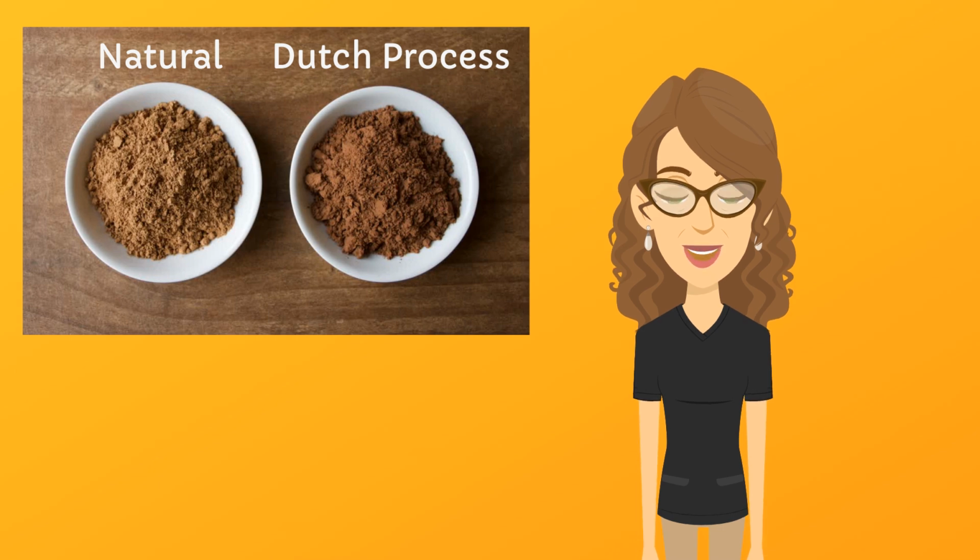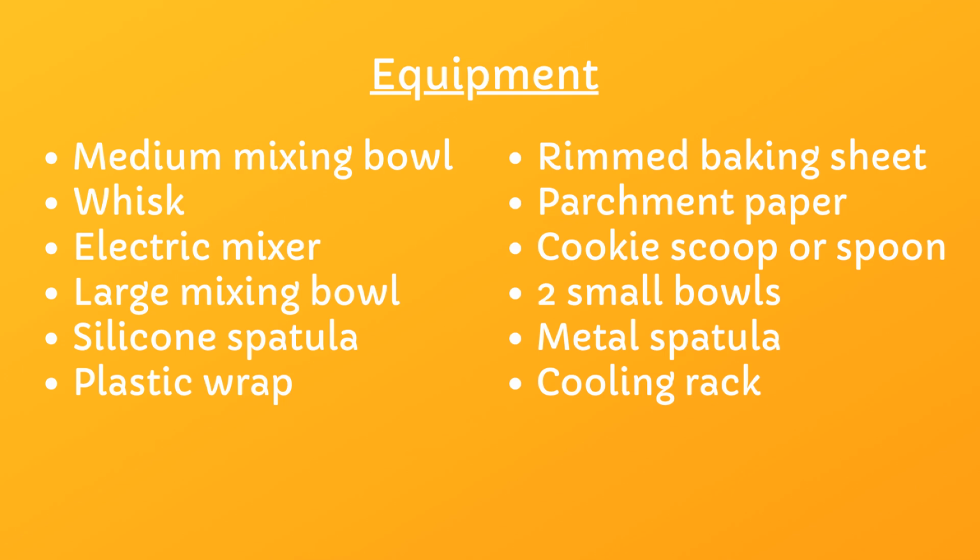And now, we're finally ready to bake. Here's the equipment you'll need: a medium mixing bowl, a whisk, an electric mixer, a large mixing bowl, a silicone spatula, plastic wrap, a rimmed baking sheet, parchment paper, a cookie scoop or spoon, 2 small bowls, a metal spatula, and a cooling rack.